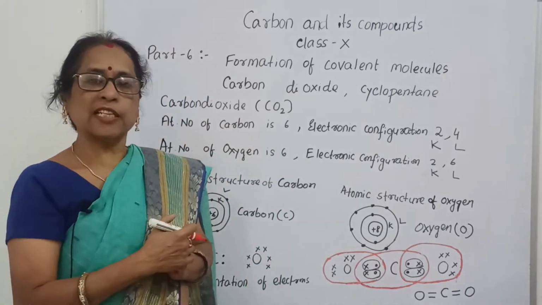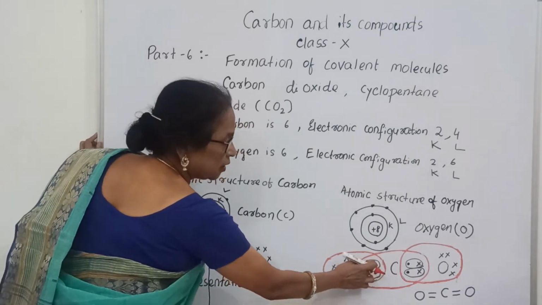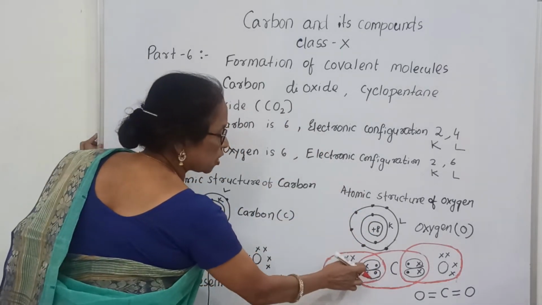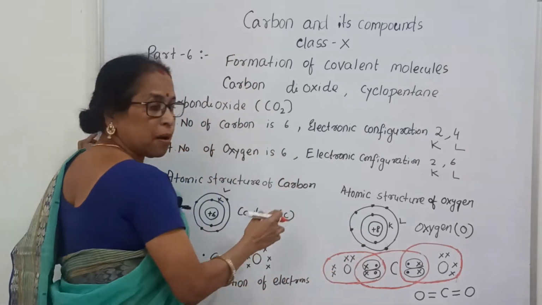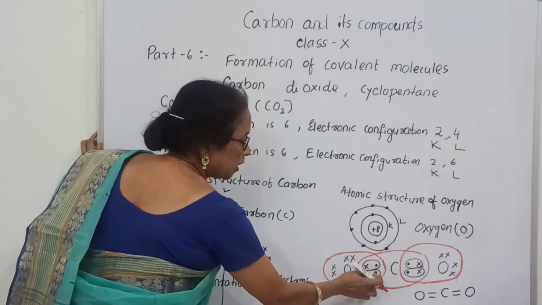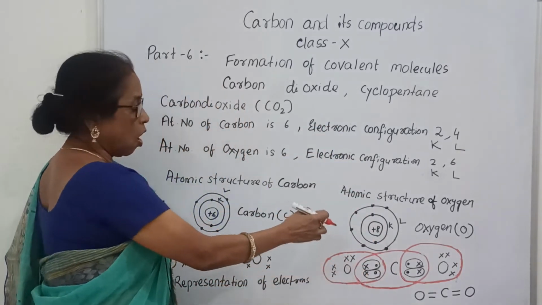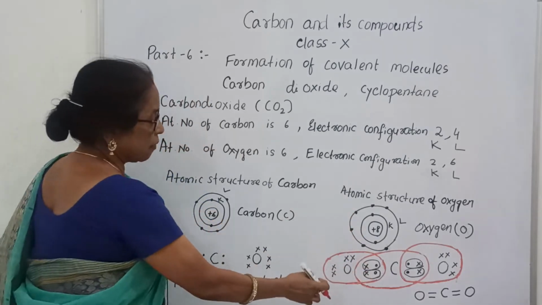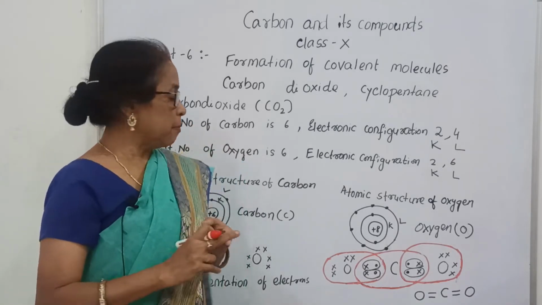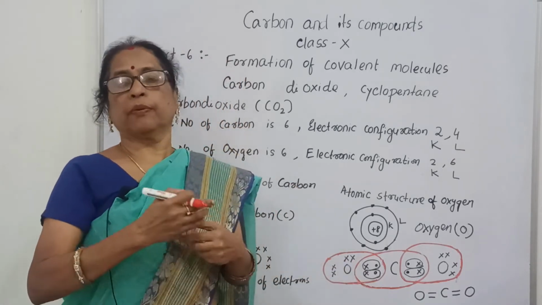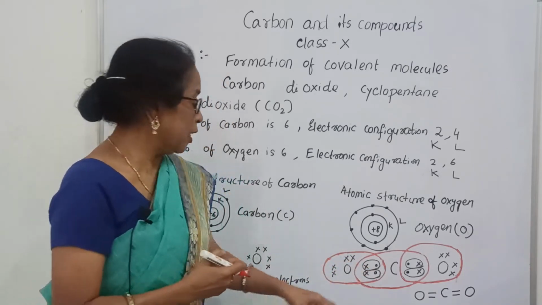Then how many electrons are shared here? You can see, from this carbon 1 electron and from this oxygen 1 electron will pair and give a covalent bond. Similarly, 1 electron from carbon and 1 electron from oxygen also gives a second pair of electron sharing. That means 1 pair of electron sharing means 1 covalent bond, and the second pair of sharing means there is another covalent bond. Total how many covalent bonds?